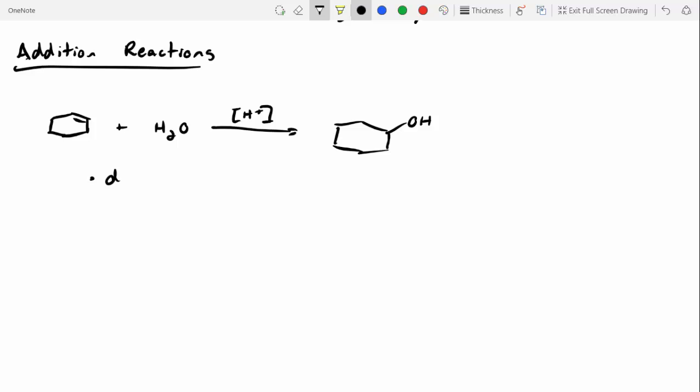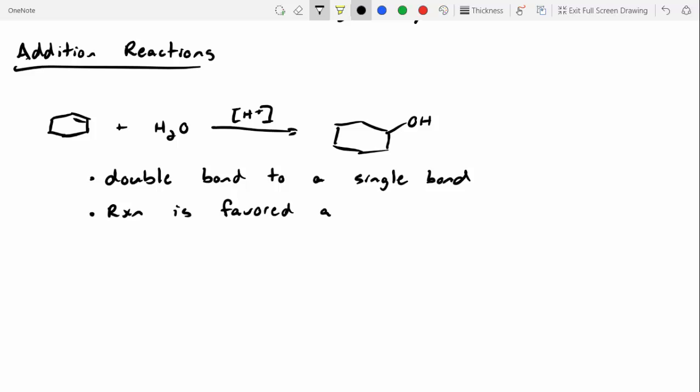So in this case, we go from a double bond to a single bond. We're adding things across that double bond. And in this case, the reaction is favored at lower temperatures. At low or moderate temps. In this case, we don't want to apply too much heat because entropically that would be disfavorable. We're going to only 1 mole as opposed to the 2 moles of starting material. All right, so let's take a look at our first addition reaction.